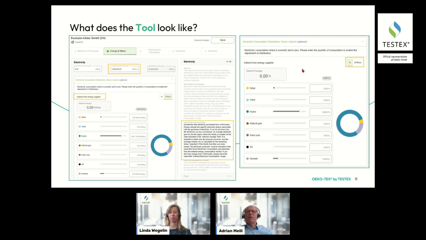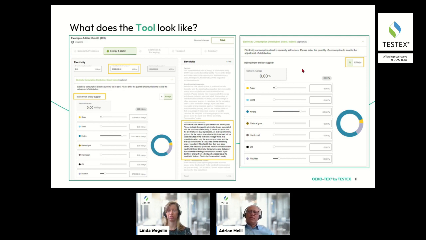In this example here, we have the indirect, where on the right-hand side, as you can see in the electricity column, when you go with your cursor from one field to the next, on the right-hand side you see the explanation of what shall be entered into the tool. And this explanation is a very good support for the facilities on how and what to enter into the matrix of the tool.